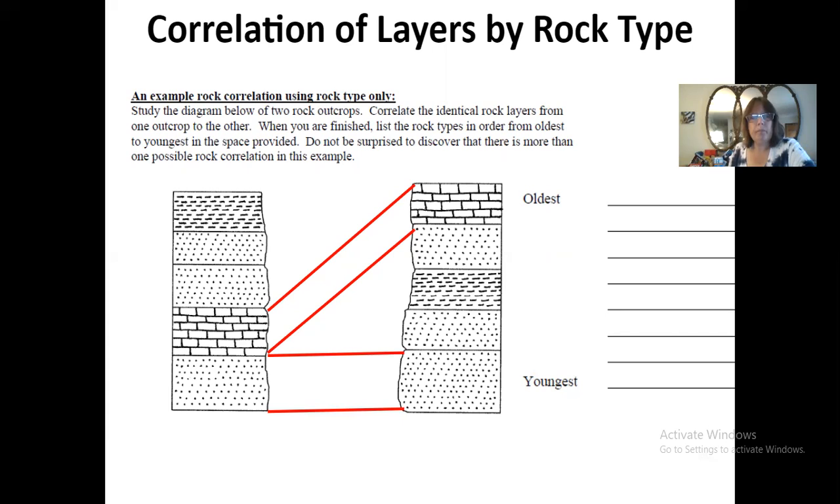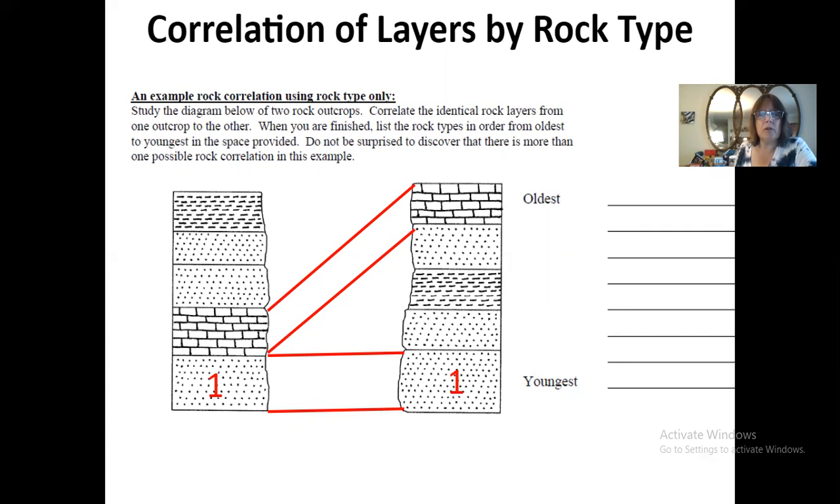All right, so the next thing we're going to do is number them. So the oldest event is the first thing that happened, and that is on the bottom. So I'm going to number those 2 sandstone sections as 1. I'm going to number them both the same thing because I've correlated them. I'm saying they are the same, so they formed at the same time.